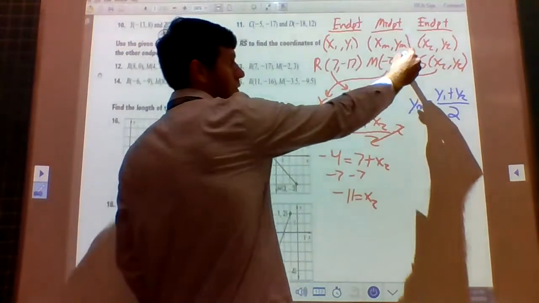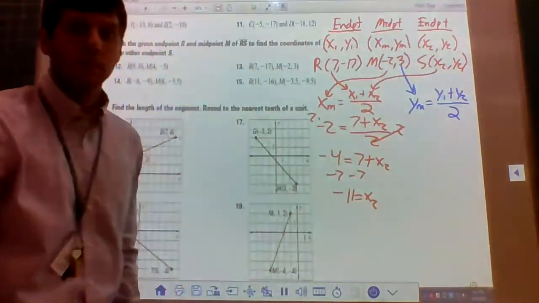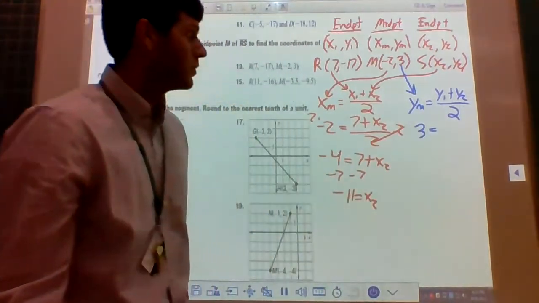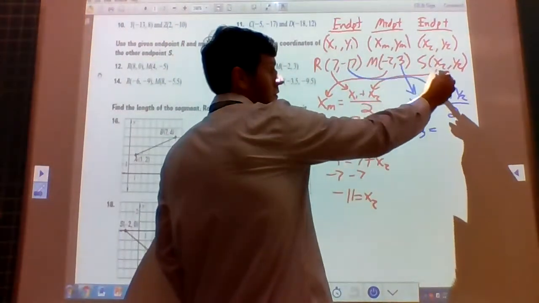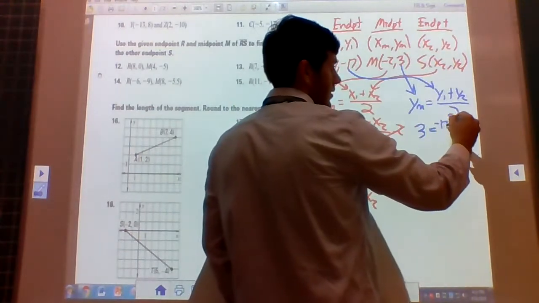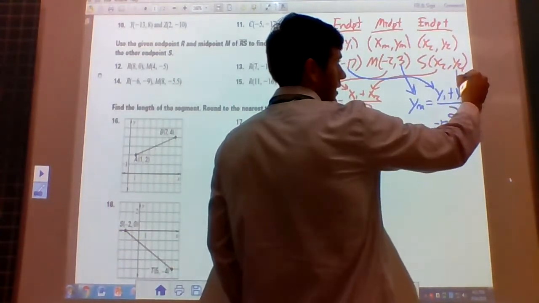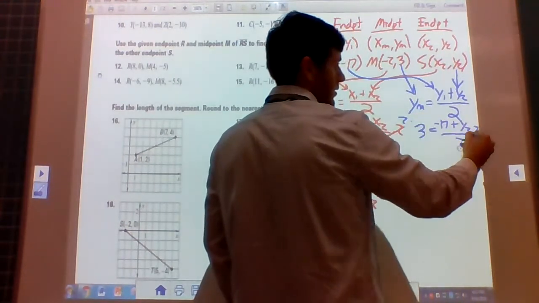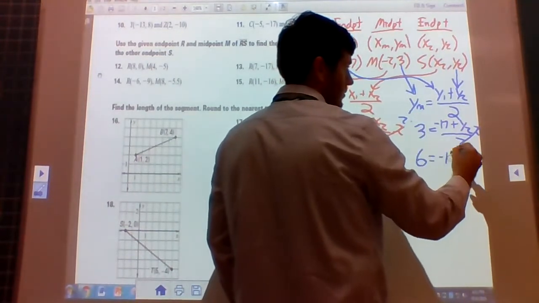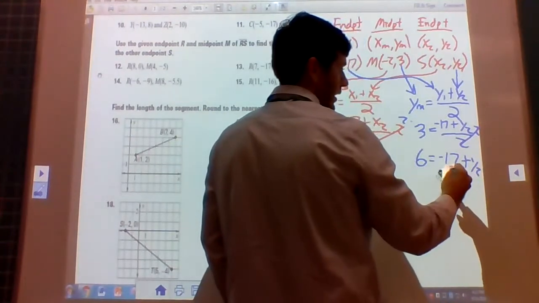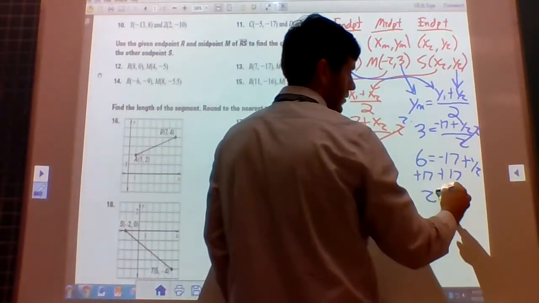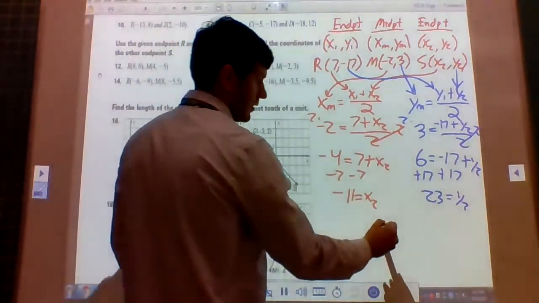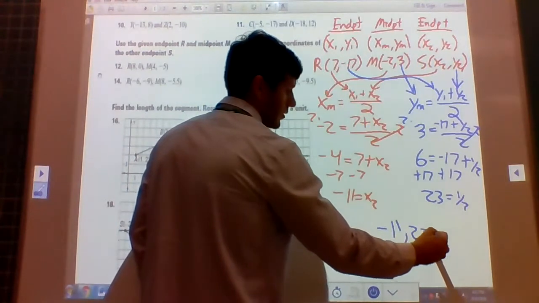We know the midpoint is 3. The y-coordinate of the midpoint is 3. We know the y-coordinate of the endpoint that we're given is -17. And we don't know what y2 is. Multiply both sides by 2. We get 6 equals -17 plus y2. Add 17 to both sides, we get 23 equals y2. So we know our other endpoint is going to be -11, comma 23.